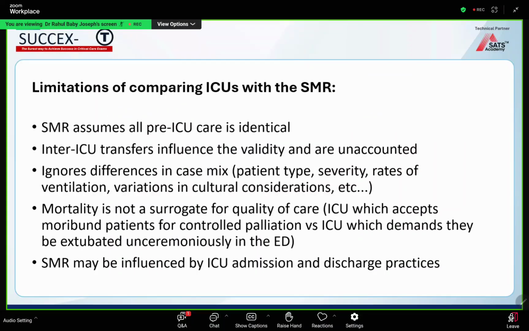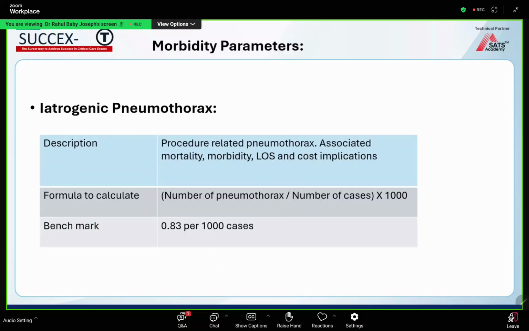What are the limitations of comparing ICUs with SMR? One is that all pre-ICU care and inter-ICU transfers are not accounted for. It ignores the differences in case mix, different patient types or severity. None of this is taken into consideration when you are calculating SMR. And mortality is again not a surrogate of quality of care. It depends on a lot of different factors, and also your admission and discharge practices.